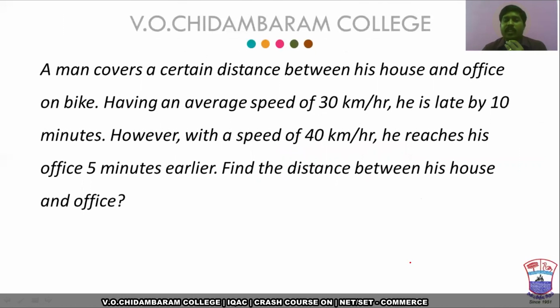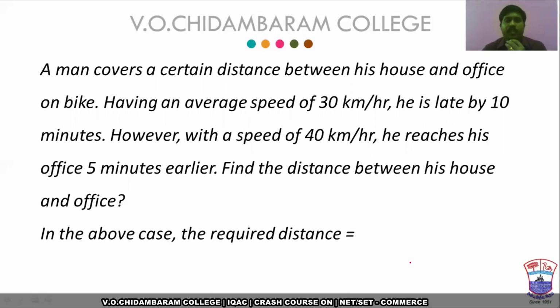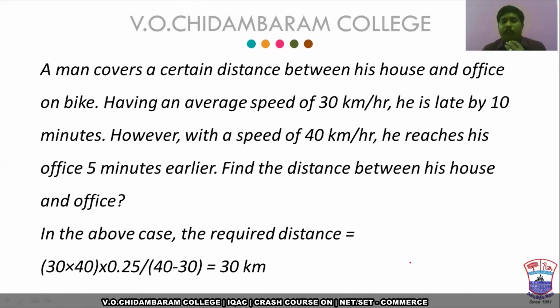A man covers a certain distance between his house and office on a bike. Having an average speed of 30 km per hour, he is late by 10 minutes. However, with a speed of 40 km per hour, he reaches his office 5 minutes earlier. Find the distance between his house and office. So we can easily find the multiplication of 30 into 40 into 0.25. One time he is 10 minutes late, another time 5 minutes early. So 0.25, because the total time is 15 minutes. In terms of an hour, 15 by 60 will be 1 by 4, that is the value 0.25.